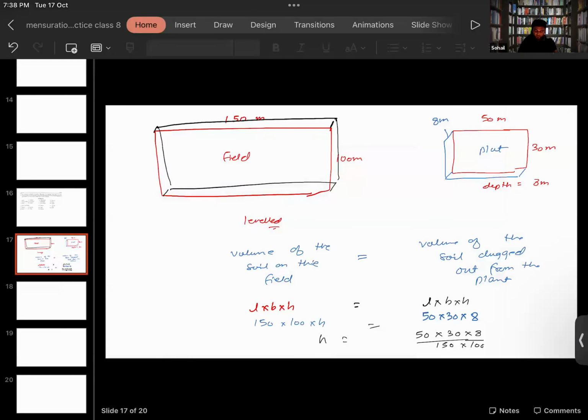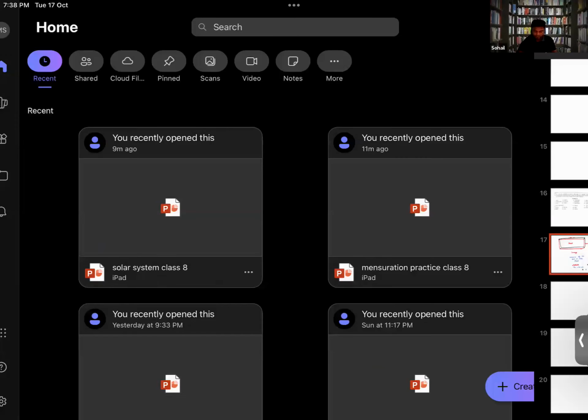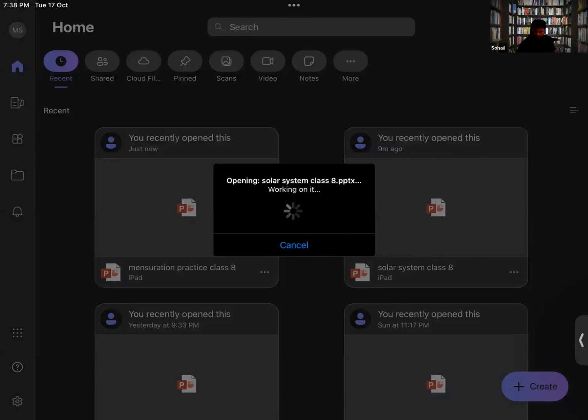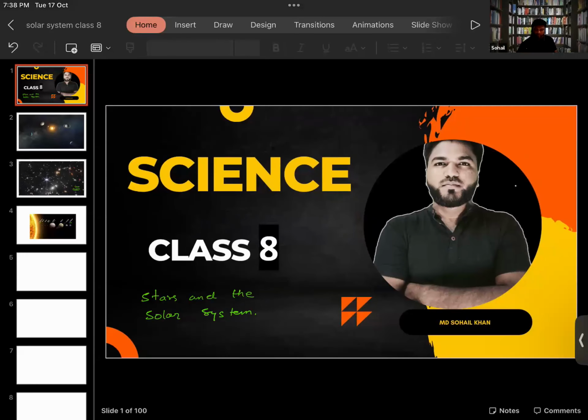So then let's get back to the chapter. The chapter that we were discussing is stars and the solar system, and today we will try to complete the chapter.